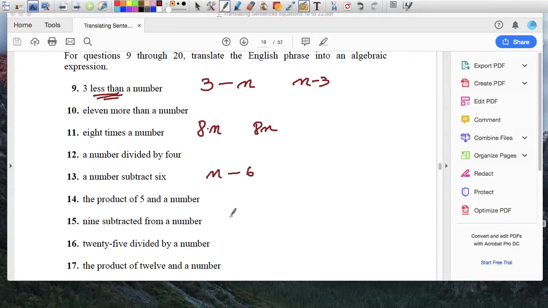15, 9 subtracted from a number. Subtracted from a number is different than just subtract, okay? So if you were to write this right under it, 9 is 9, subtracted from is subtraction, and a number, n or x, or whatever other variable you choose. But we have to switch the order, and that would eventually become n minus 9. 17, the product of 12 and a number. It's 12 times n, or 12n.